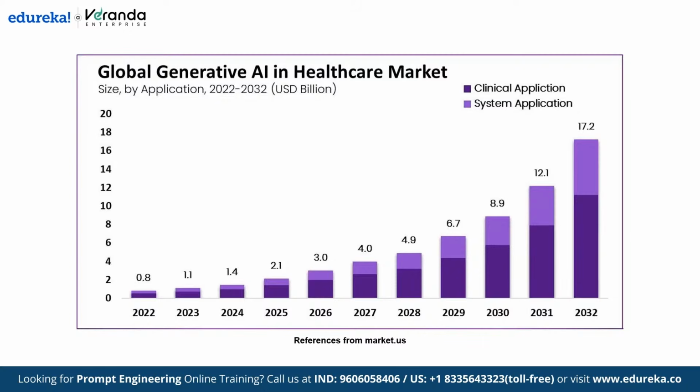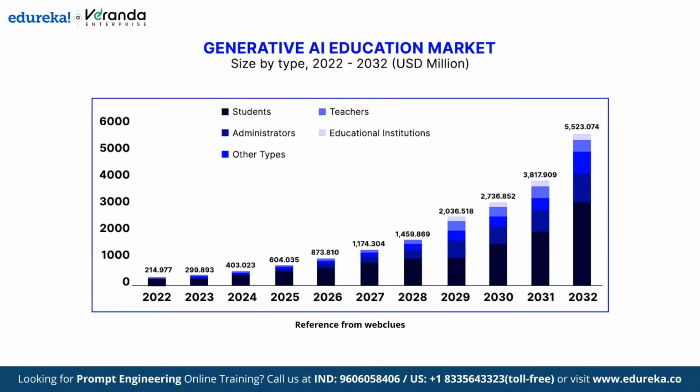Now, let's look at the growing presence of generative AI across different sectors. First, in healthcare. Generative AI is projected to reach a $17.2 billion market by 2032, transforming clinical applications and healthcare systems. Next, education. The AI-driven education market is expanding, especially for students, teachers, and administrators, making personalized learning more accessible.